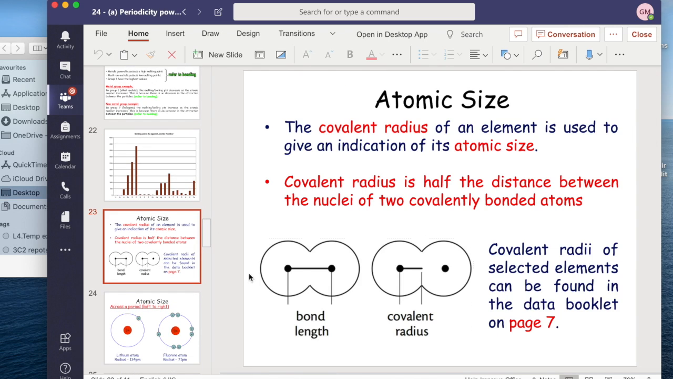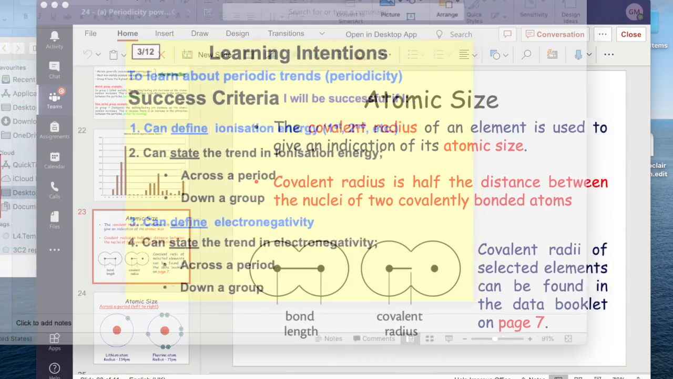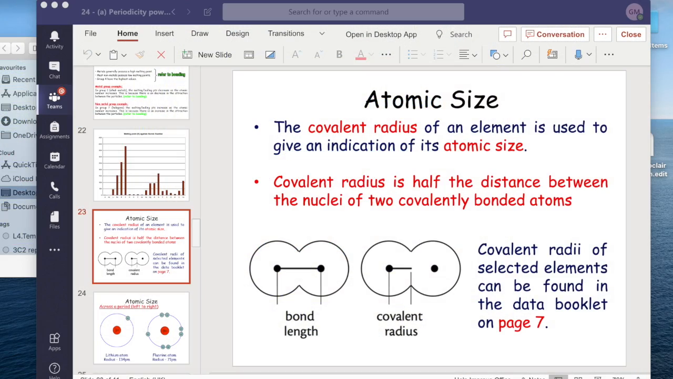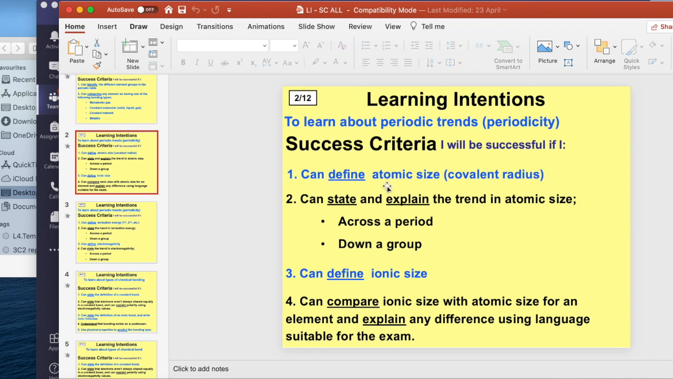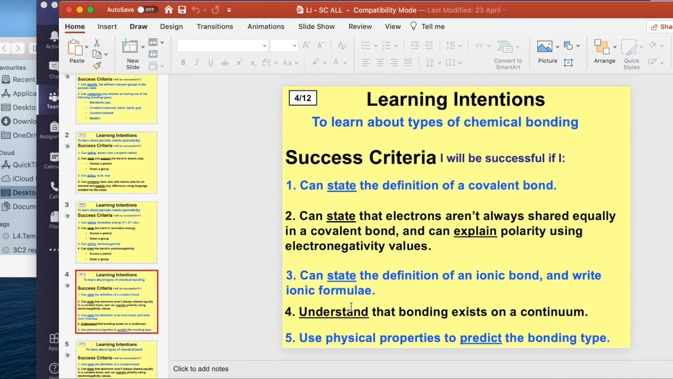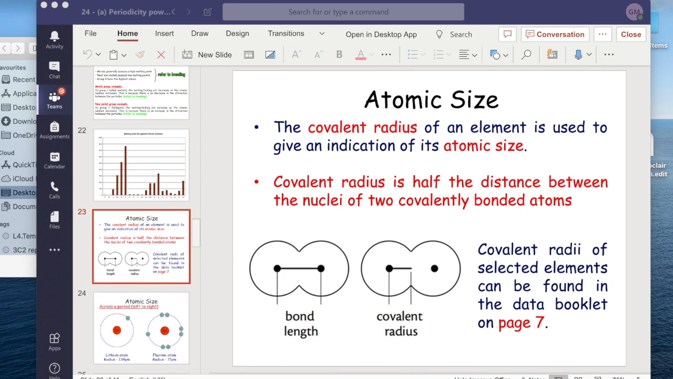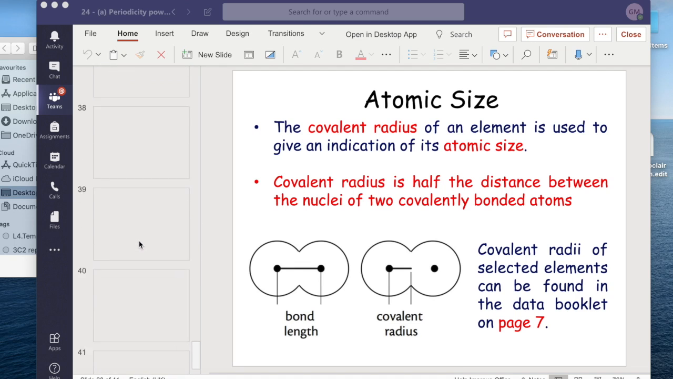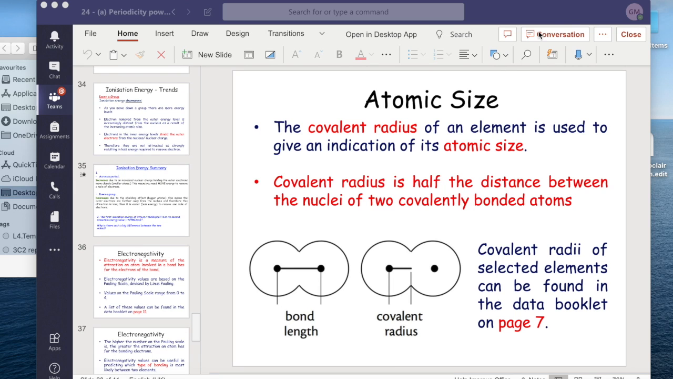It's slide 23 that I want you to start at. So atomic size, if we go back to that learning intention, we're starting off with atomic size and we're going all the way through to electronegativity. That is slides 23 all the way through to slide 41. I want you to read through that and take notes.